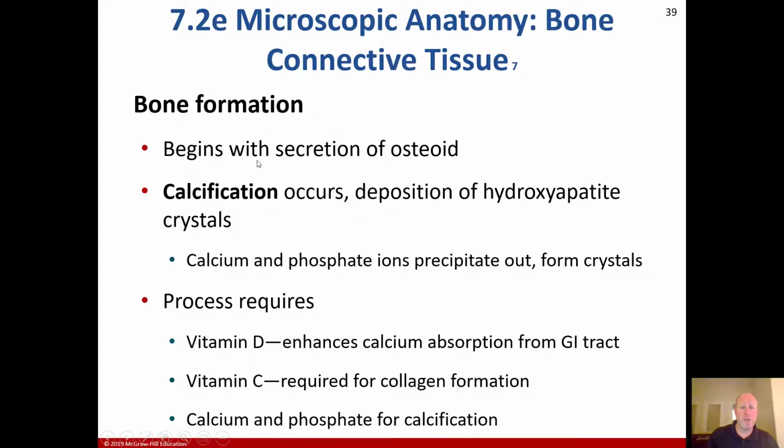Bone formation begins with secretion of osteoid, and calcification occurs with the deposition of hydroxyapatite crystals, as calcium and phosphate ions precipitate out and form the crystals. This process requires vitamin D, which enhances calcium absorption from the GI tract, vitamin C, which is required for collagen formation, and calcium and phosphate for the calcification.